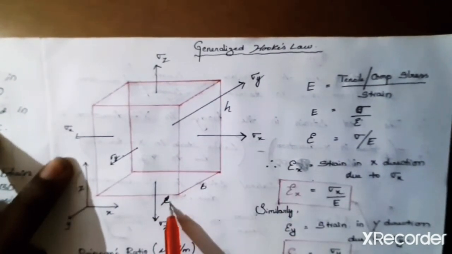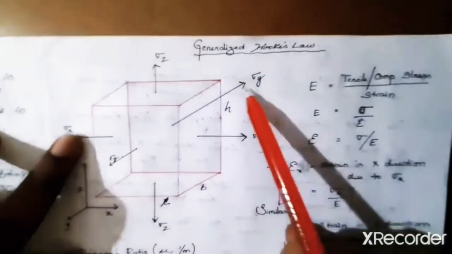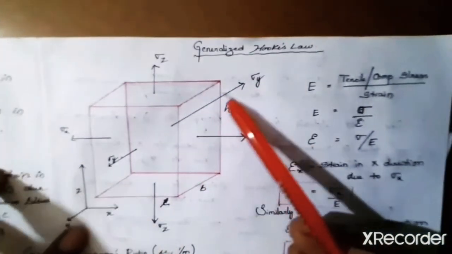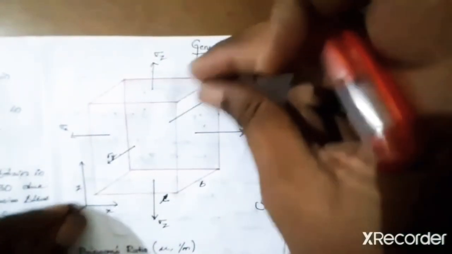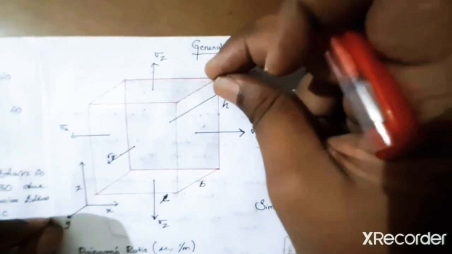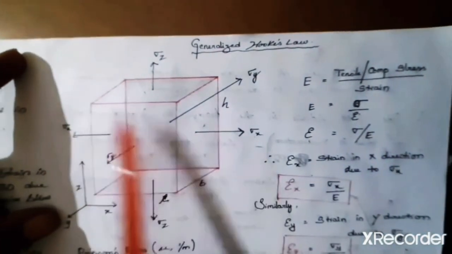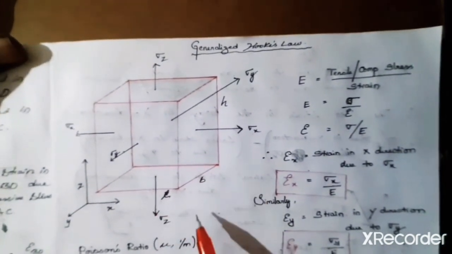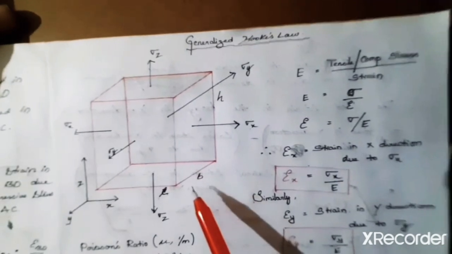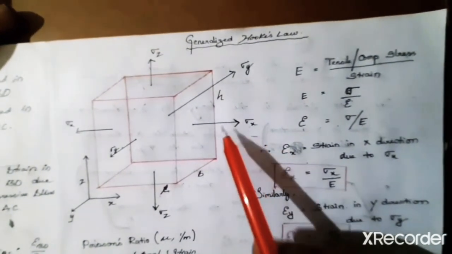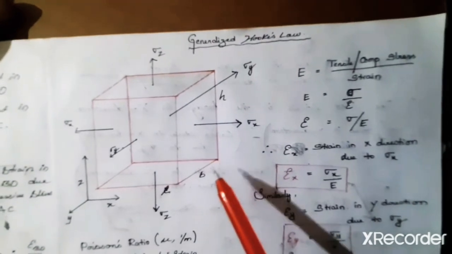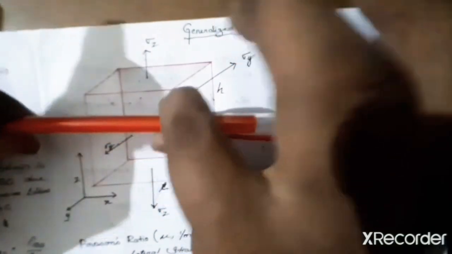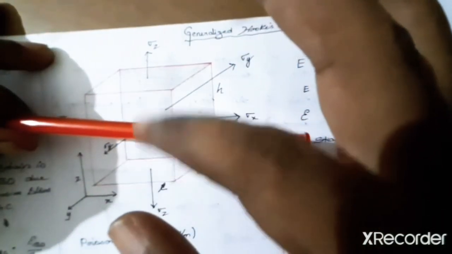Therefore, it is positive. But because of sigma y and sigma z, when it is pulled this way, the lateral strain in the x direction is negative because the width and height are going to decrease. You need to observe that. Just like a rubber band, if you pull it, the length is going to increase, but the lateral dimensions are going to decrease.